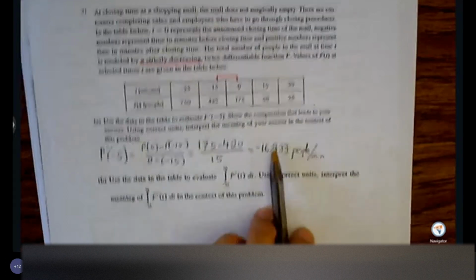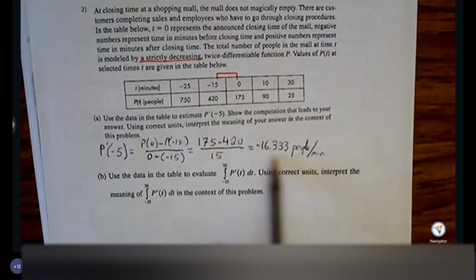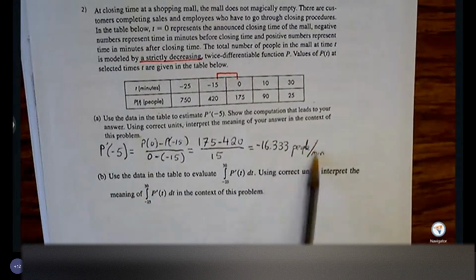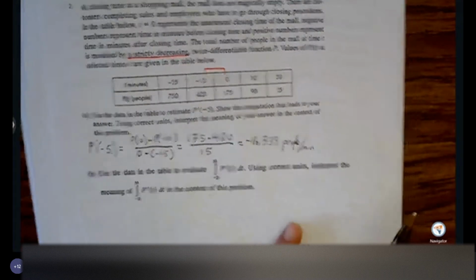Okay, so this -16 indicates that the number of people in the mall is decreasing at this rate 5 minutes before the announced closing time.